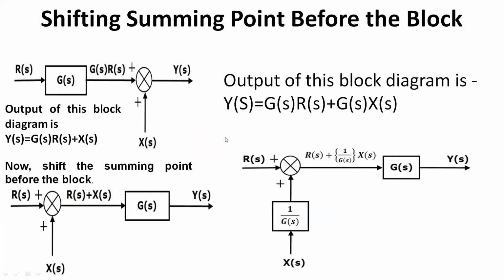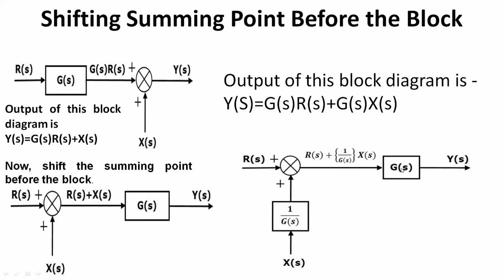Now shifting the summing point before the block, the summing point is now after this. So the output of this block diagram is Y(S) equal to G(S) into R(S) plus X(S). This is what we are getting for Y(S). Now, if we shift the summing point to before this block, we are getting 1 by G(S) into X(S).